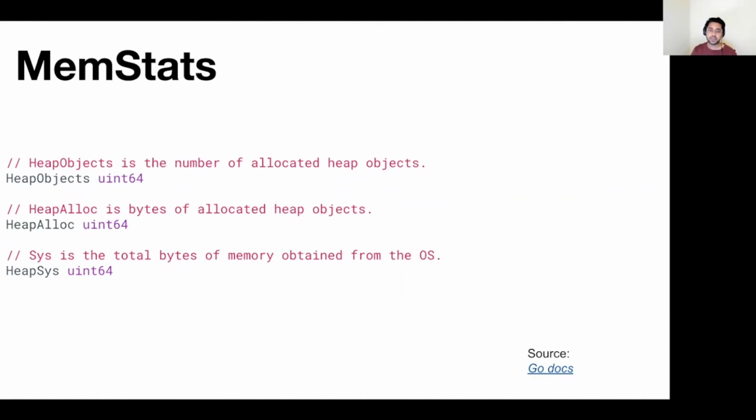The memstats docs provide a clear explanation of the various statistics exposed by the library. Here are a few metrics related to heap usage that may be useful. So the number of allocated heap objects, the total number of bytes in use on the heap, and the total amount of memory that our program has obtained from the OS. But please refer to the Go docs linked here for a much more detailed breakdown of all the other metrics.